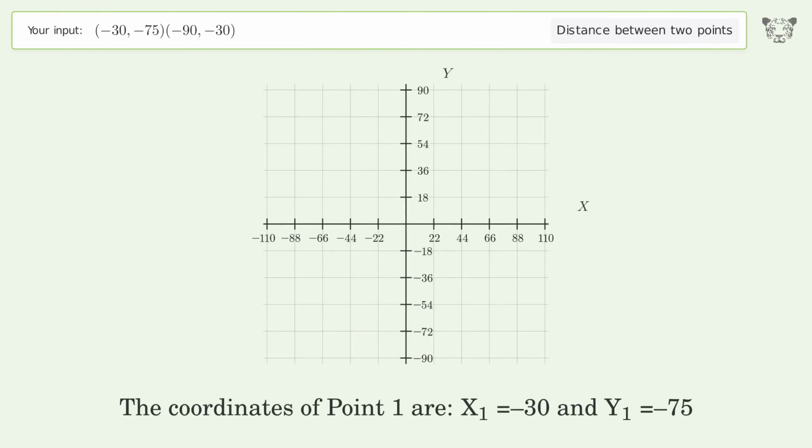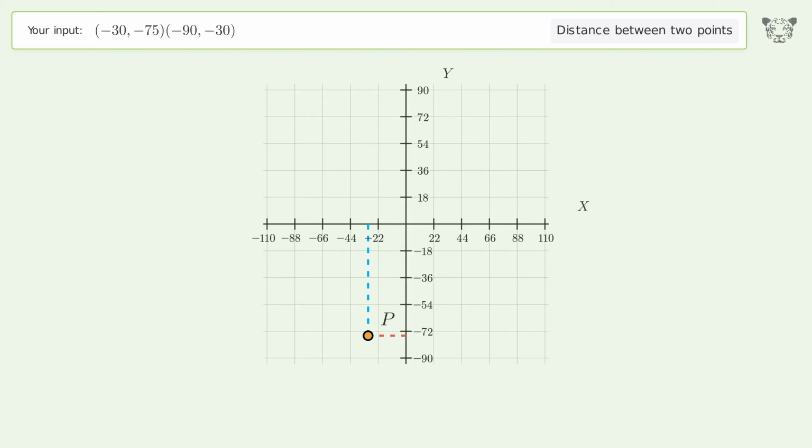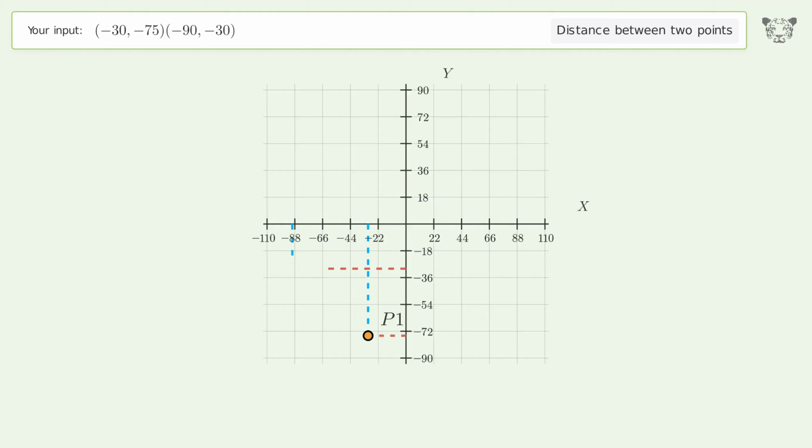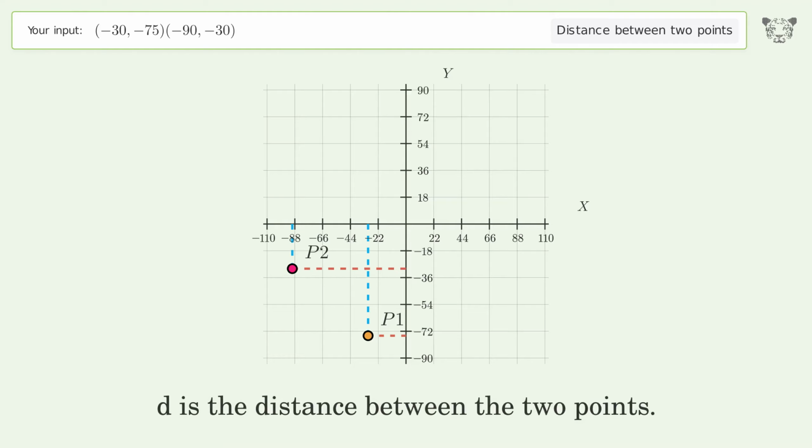The coordinates of point 1 are x1 equals -30 and y1 equals -75. The coordinates of point 2 are x2 equals -90 and y2 equals -30. D is the distance between the 2 points.